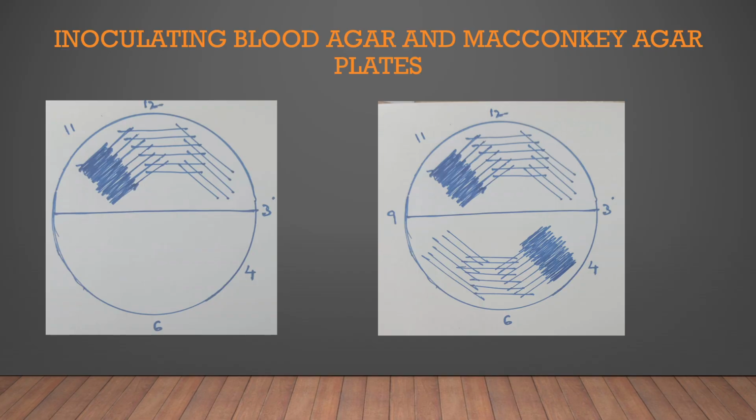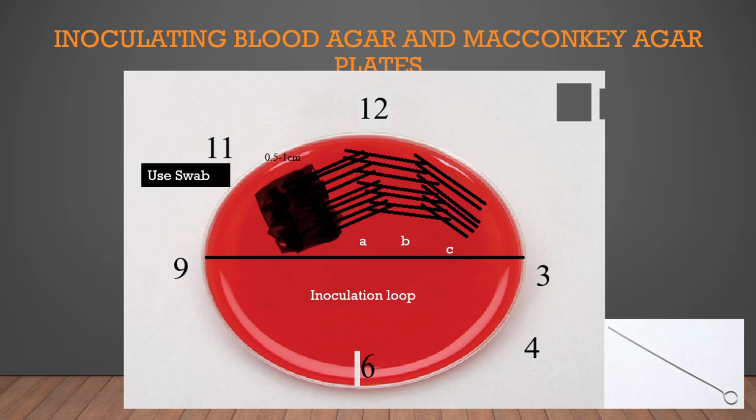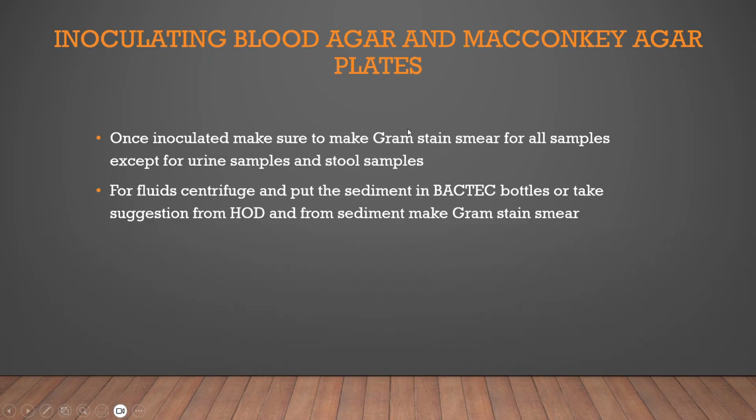If you are using 2 samples in a plate, it should be like this, and they should not get contaminated or mixed together. When the sample is plenty, use a full plate rather than a half plate. This is how it looks. The inoculation should go first on the blood agar plate, then the MacConkey agar plate, then the gram stain, AFB stain, or whatever other stains are required.